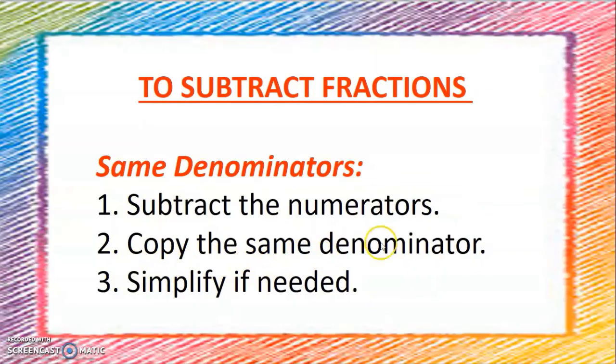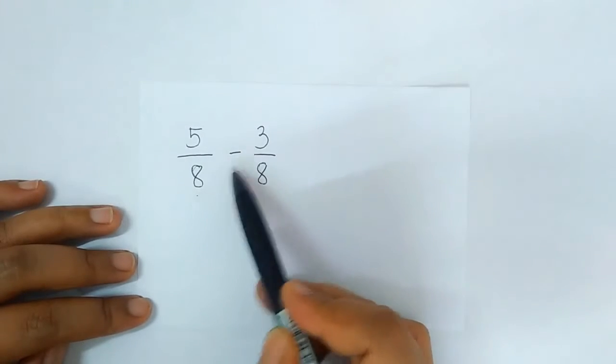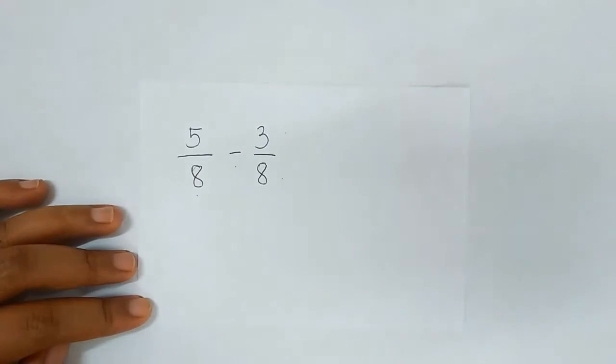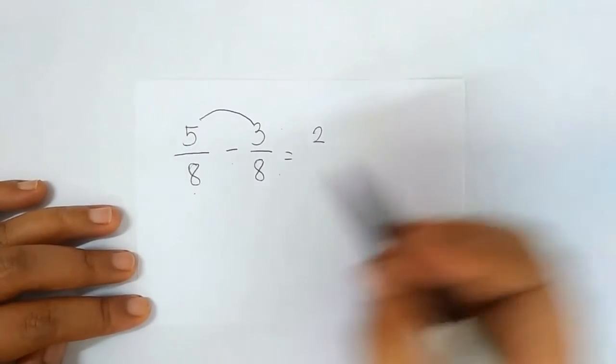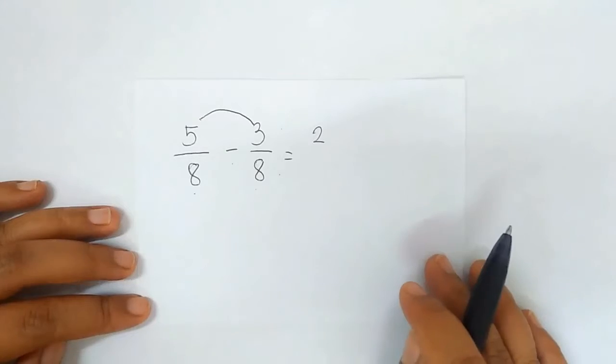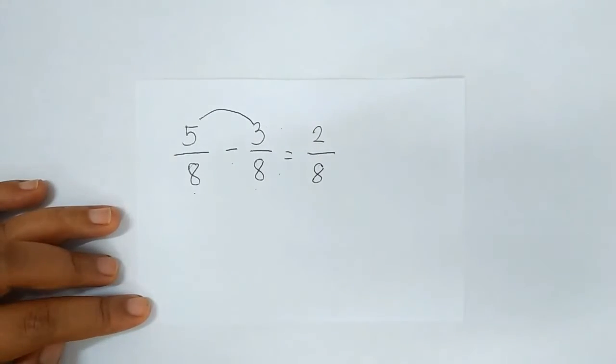To subtract fractions with the same denominators, first, subtract the numerators. Second, copy the same denominator, then simplify if needed. For example, 5 over 8 minus 3 over 8. So we're going to subtract the numerators. 5 minus 3 is equal to 2. Then copy the same denominator, which is 8. So we have 2 over 8.